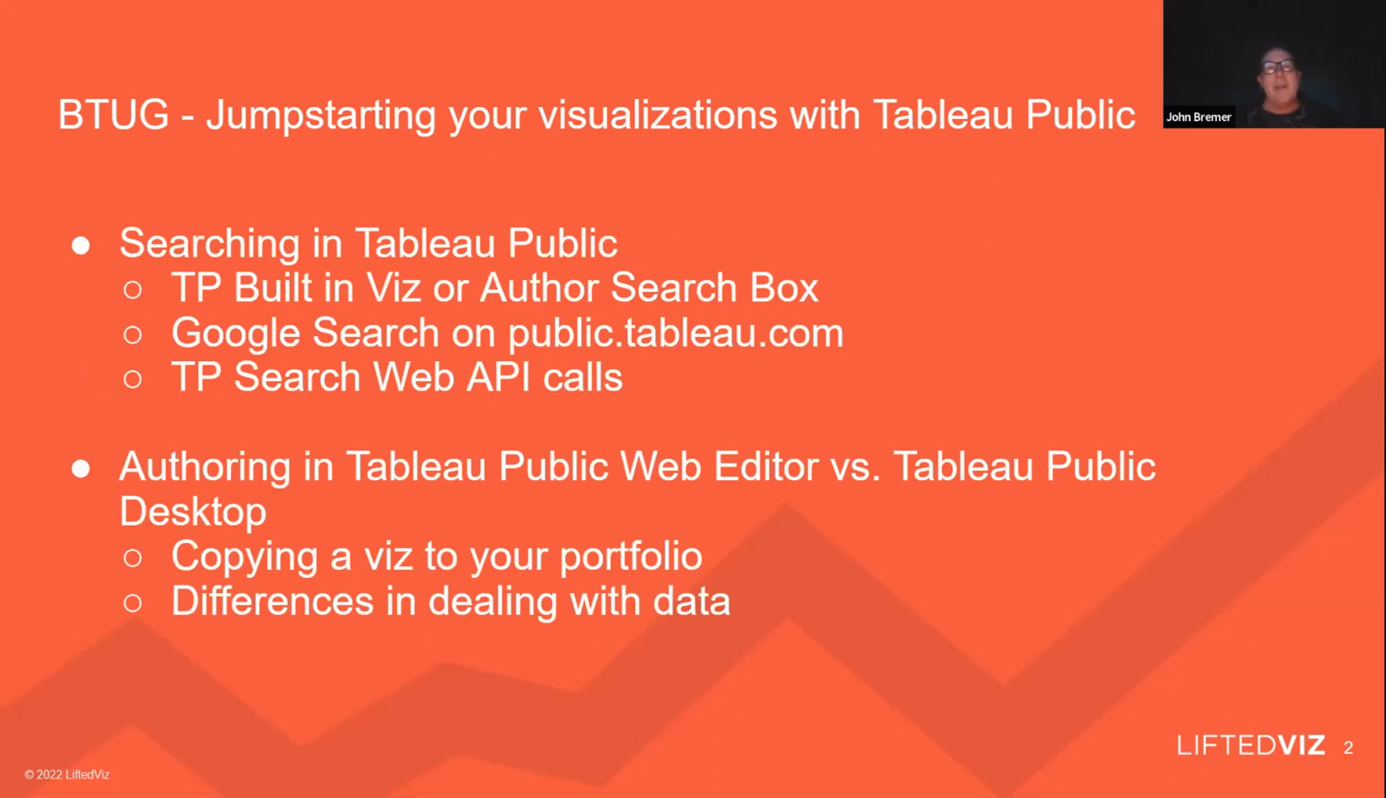And tonight, for jumpstarting, to just give a little bit of background about Tableau Public, there is some new stuff since Tableau 2021 with the web editor. So you now have the option to author either here with the web editor, or you can still use Tableau Public Desktop where you download the software. There is some differences between them, especially when it comes to dealing with data. And then also talking about Tableau search and how we wish it would get better, but a couple of alternatives to searching Tableau search or Tableau Public directly is to use Google Advanced Search and search in the Tableau Public domain, or to use the Tableau Public search APIs.